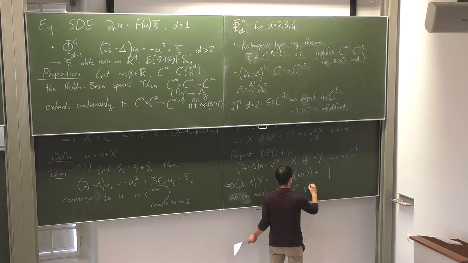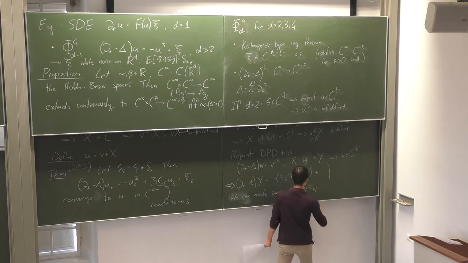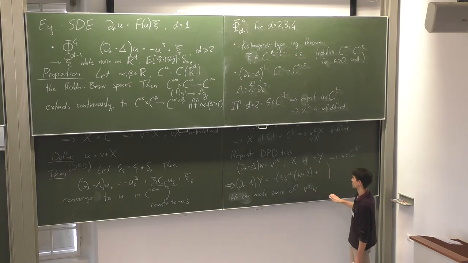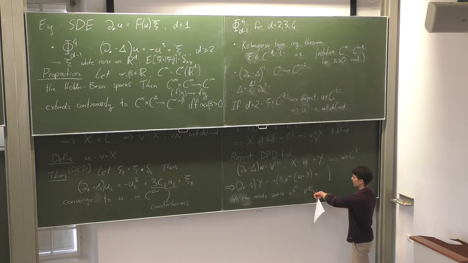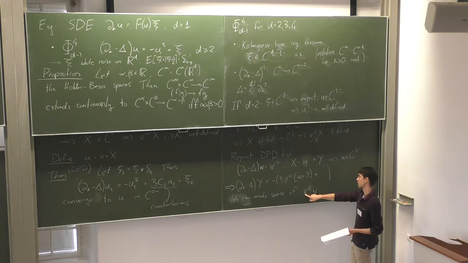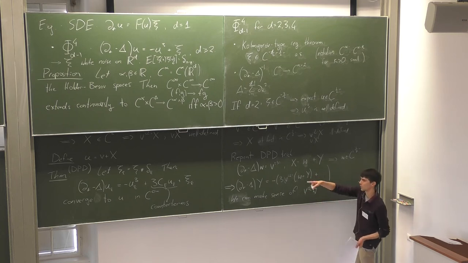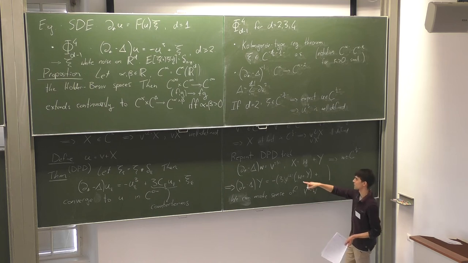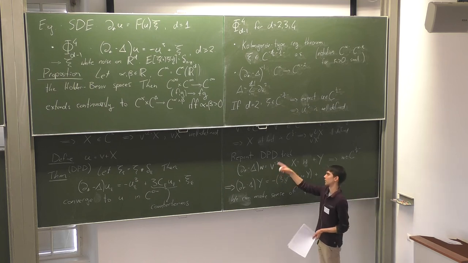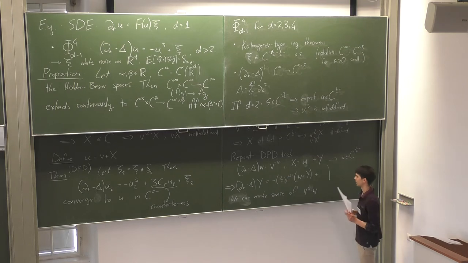Oh, and I'll stop writing the Wick powers because they're a bit difficult to write. So these two guys, they're a multilinear function of the noise. Explicitly, v is the heat kernel convolved with the noise, and w is the heat kernel convolved with the cube of v. So this is some explicit multilinear function of the noise.